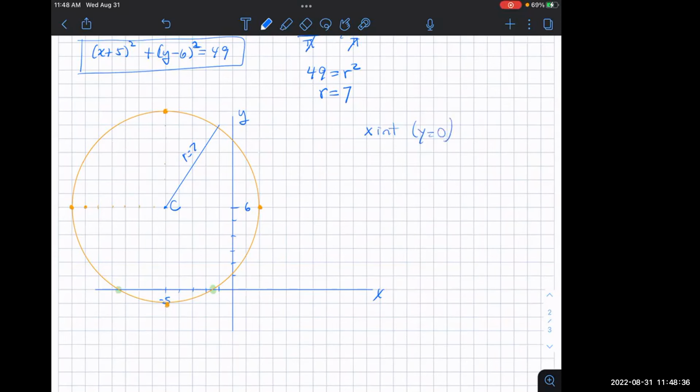We said y equals 0. So we go back there and we said y equals 0. So (x plus 5) squared plus (0 minus 6) squared equals 49, right? And 0 minus 6 is -6, squared is 36. So (x plus 5) squared plus 36 equals 49. And then we keep isolating. Subtract 36. So that gives me 13.